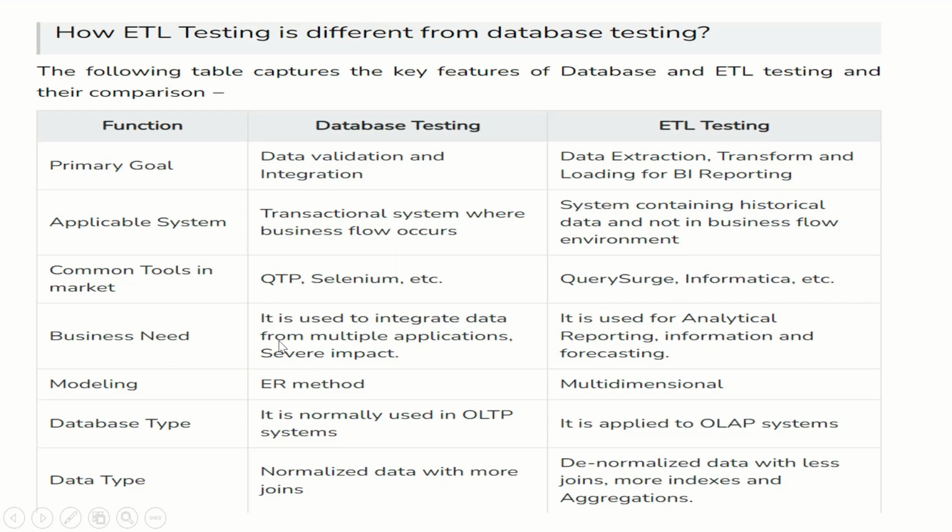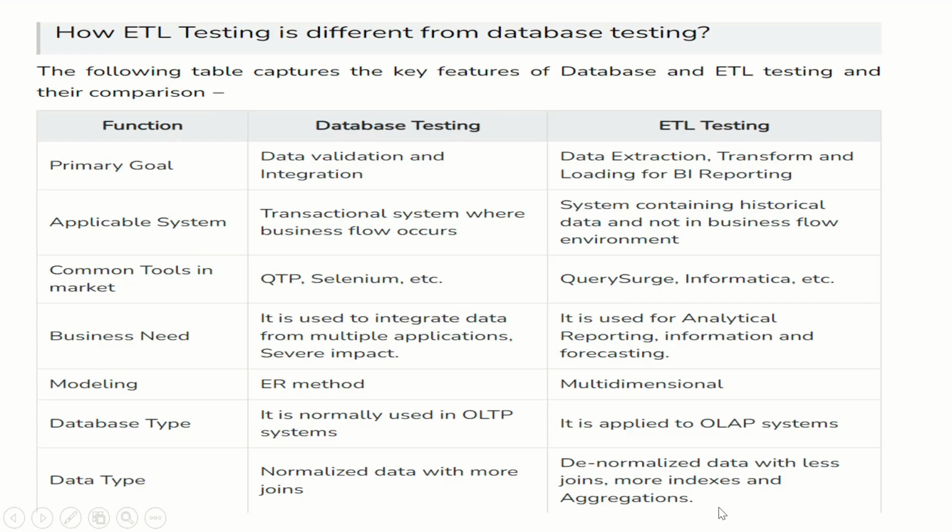For business need, database testing is used to integrate data from multiple applications, with server impact. In ETL testing, it is used for analytical reporting, information and forecasting. For modeling, database testing uses the entity-relationship method, and ETL testing uses multi-dimensional. For database type, database testing is normally used on OLTP systems, and ETL testing is applied to OLAP systems. For data type, database testing uses normalized data with more joins, and ETL testing uses denormalized data with fewer joins, more indexes and aggregations.